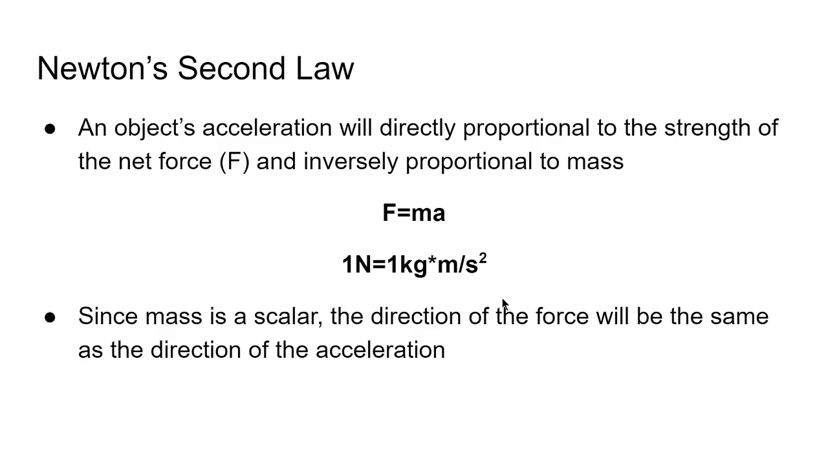Now, another thing I want you to note here is we have our unit for force, and that is going to be a Newton. That N stands for Newton. So 1 Newton is going to be equal to 1 kilogram times 1 meter per second squared. So when you're working with questions about force, you're going to want to convert everything to newtons, kilograms, and meters per second squared. Now, because our mass is a scalar, which means it just doesn't have a direction to it, the direction of the force is going to be the same as the direction of the acceleration. So if an object is accelerating to the left, the force is going to be going to the left.